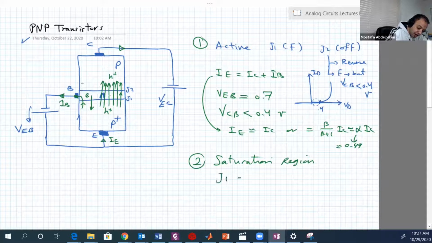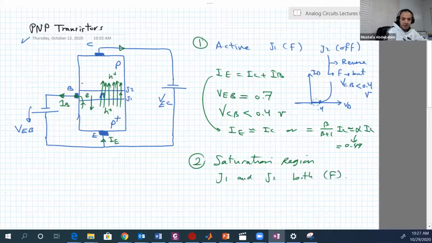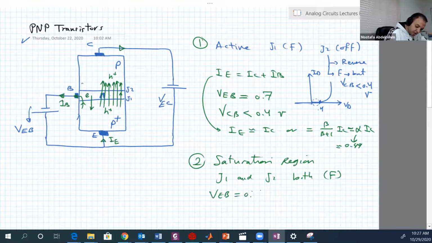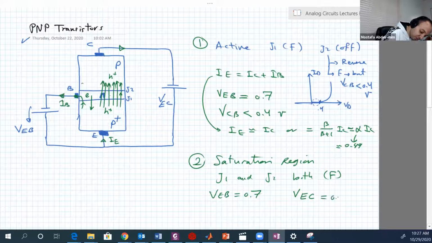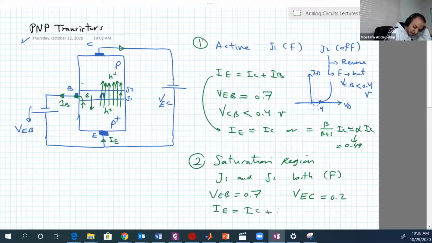In which J1 and J2 are both forward biased. VEB again equals 0.7. VEC now, not VCE. Everything is flipped. Instead of VBE, we have VEB. Instead of VCE, we have VEC equal to 0.2. And what else? Again, the same still: IE is still equal to IC plus IB.